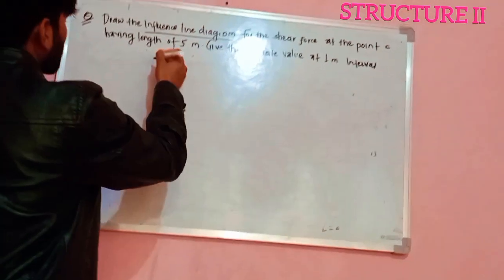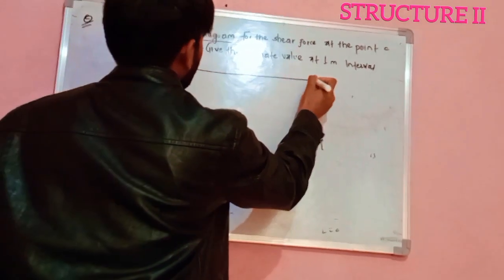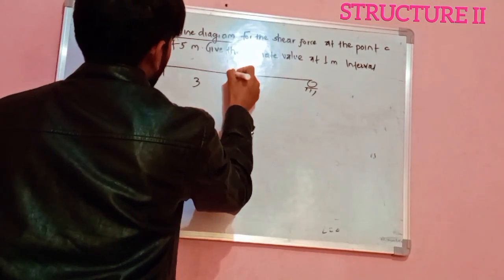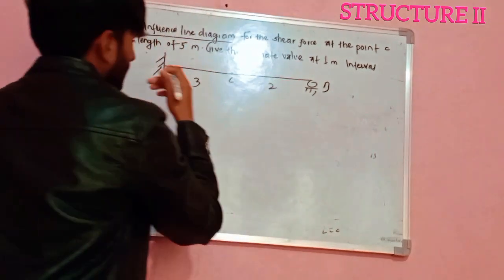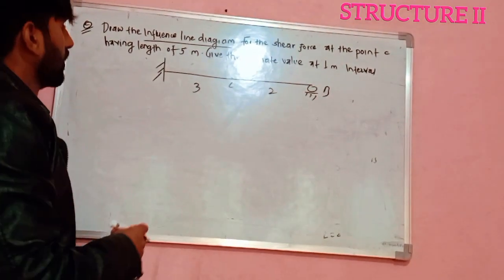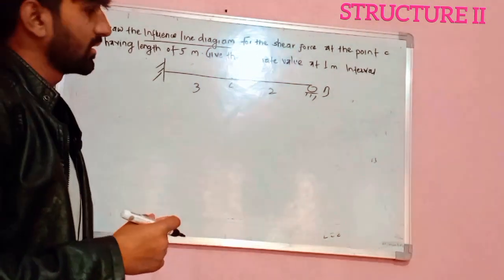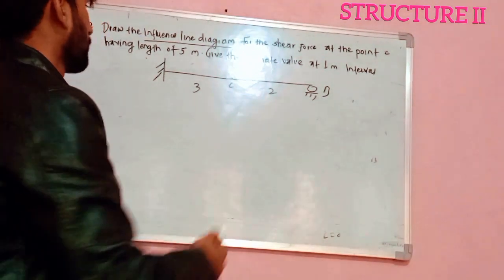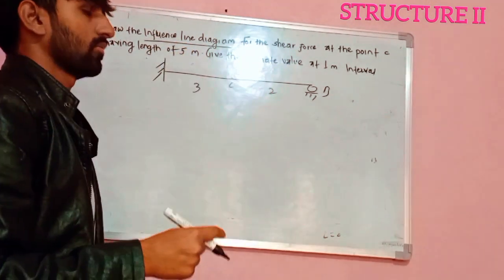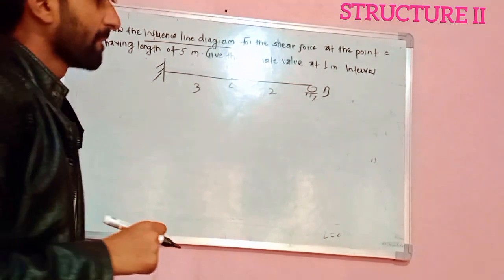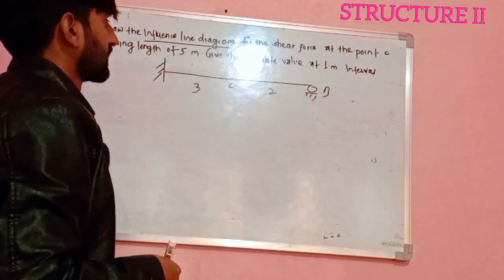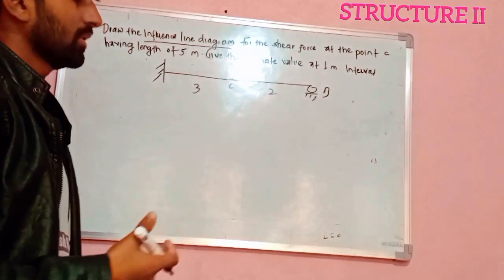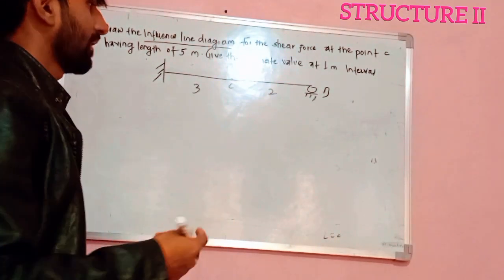So first let me draw the question. I guess the question is this: this is point C, this is B, and this is A. So the question is asking us to draw the ILD for the shear force at the point C. If you want to go directly to calculate the shear force at C, it becomes quite difficult.